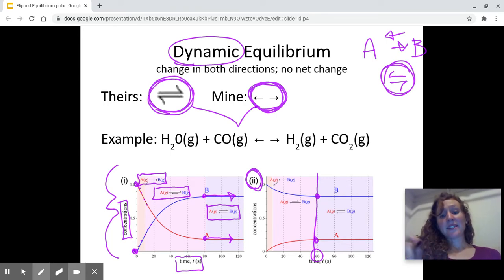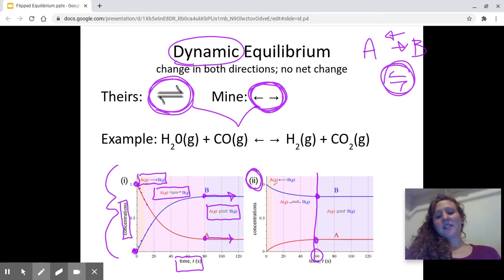Now, there is a difference here. First of all, a couple differences. This would be good practice for you: pause the video here and look at the differences between these two graphs. Name as many differences as you possibly can.